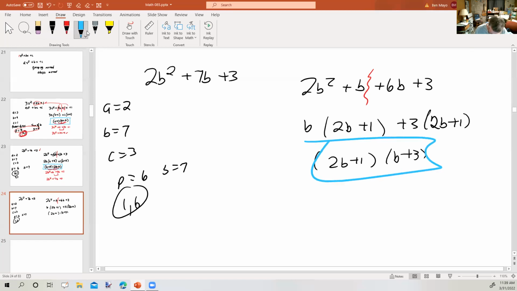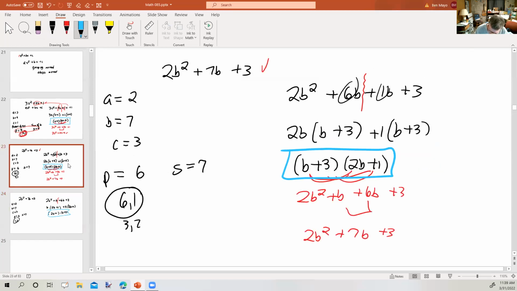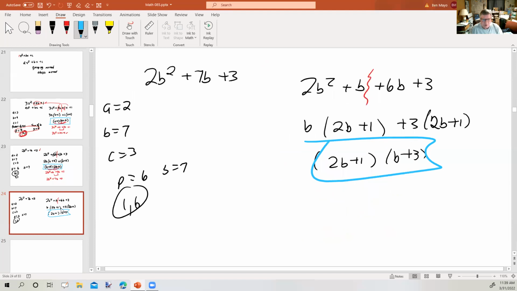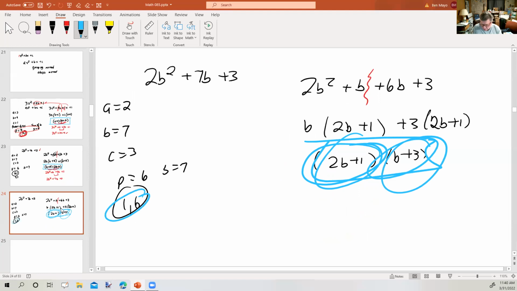Is that answer the same as this one? Yes, it is. Remember, multiplication is commutative. So this times that is equal to that times this. So the order you put these just affects the order that the two factors appear in the answer. So it doesn't matter which one goes first in this case. All right.